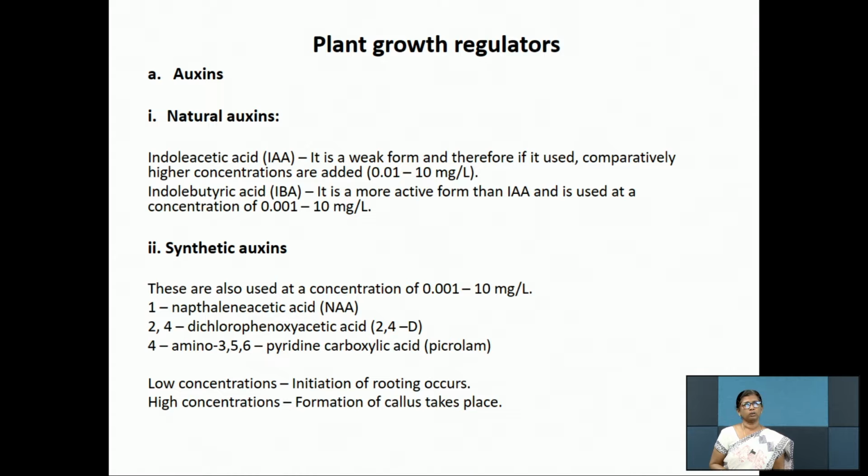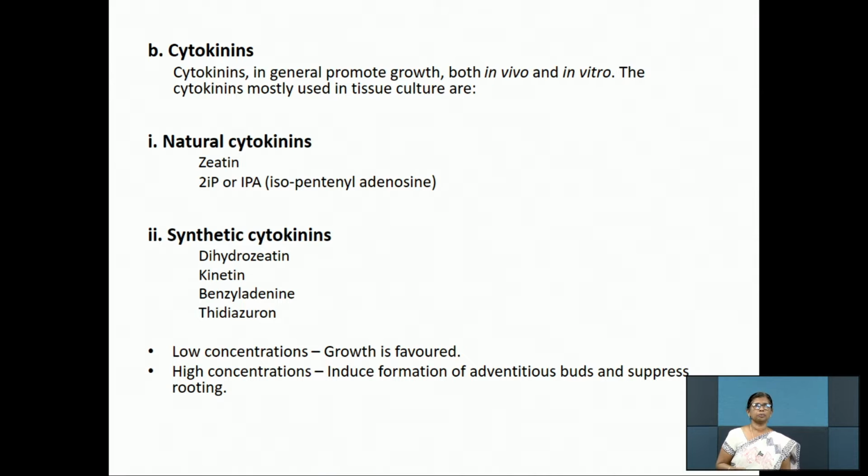The role of these auxins at low concentrations is initiating root formation. It is helpful for root formation at low concentration, but at a high concentration these auxins are helpful for forming the callus. Then cytokinins are responsible for growth promotion both in vivo and in vitro. Here also the classification is natural cytokinins and synthetic cytokinins. Natural cytokinins are zeatin and 2-iP, which is nothing but isopentenyl adenosine. Synthetic cytokinins are dihydrozeatin, kinetin, benzyl adenine and thidiazuron.